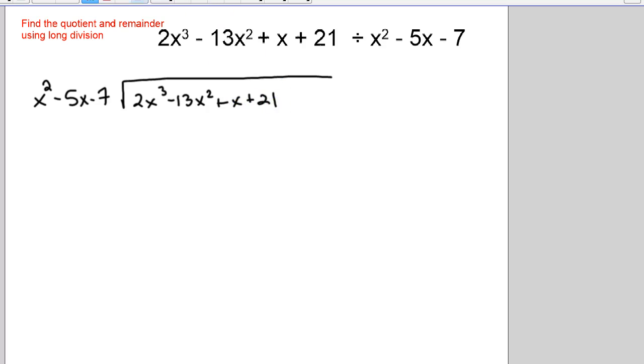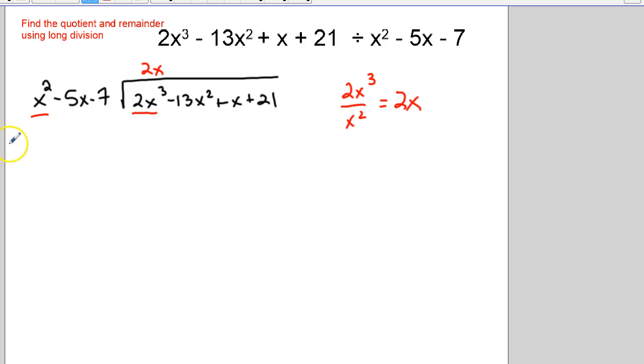Okay, so what I need to think about now is x squared and 2x cubed. What is 2x cubed divided by x squared? Well, the number 2 stays there, but 3 minus 2 is 1, so I have 2x. So that's what I write up top.